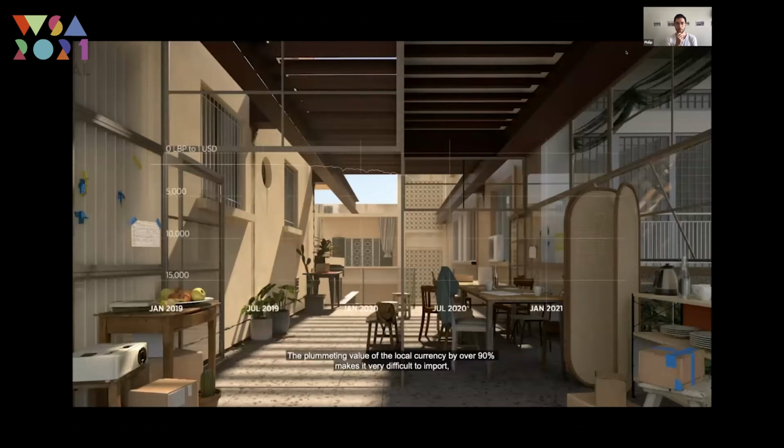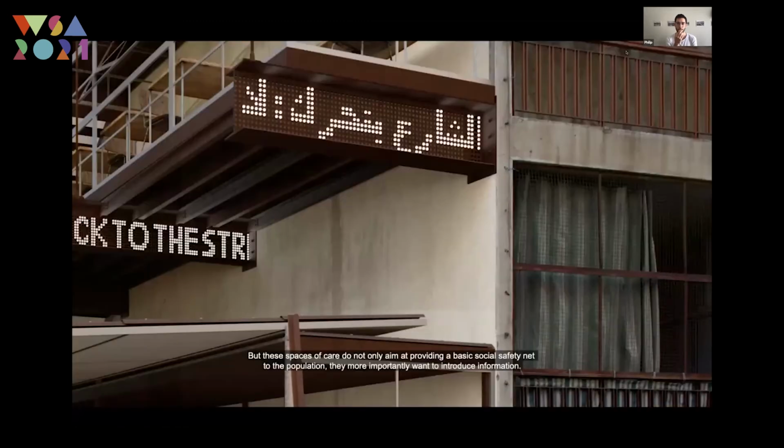The plummeting value of the local currency by over 90% makes it very difficult to import, and therefore, the selection of locally sourced, recycled, and reused materials becomes crucial for the design of the spaces. But these spaces of care do not only aim at providing a basic social safety net to the population. They, more importantly, want to introduce information.